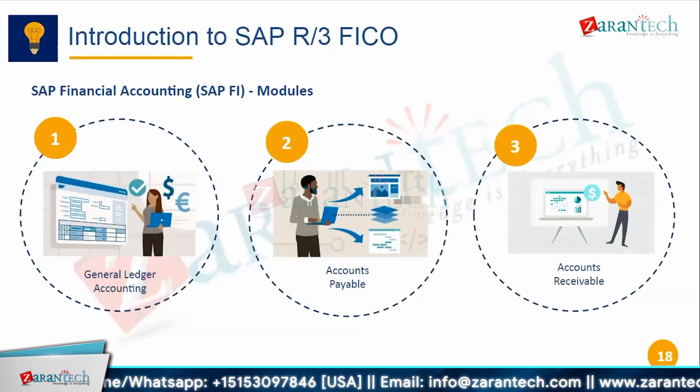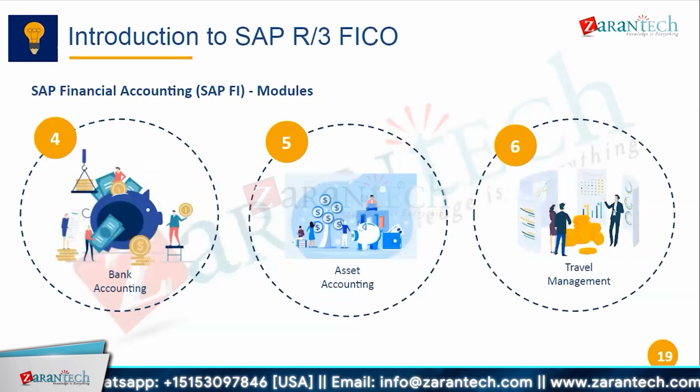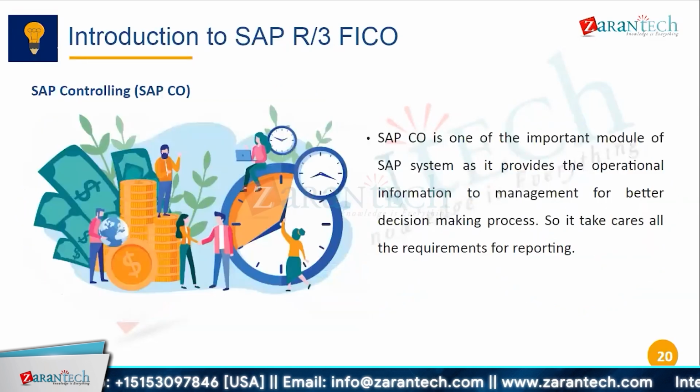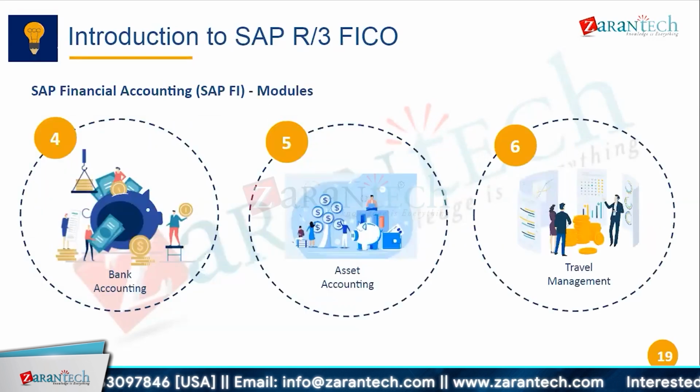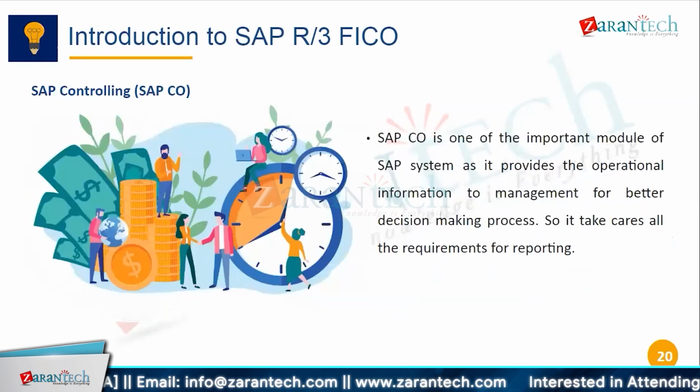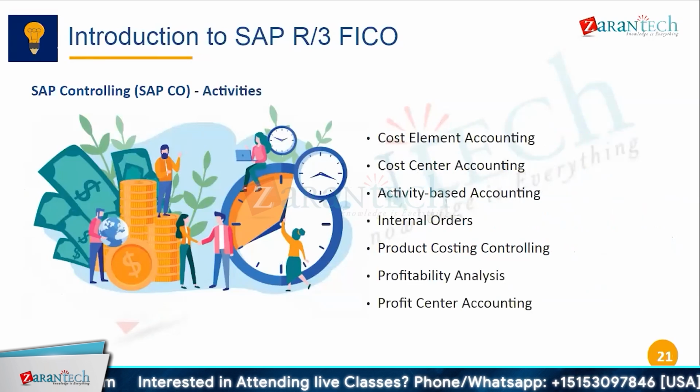So, general ledger, accounts payable, accounts receivable, bank, asset. We have seen this slide before. Travel management. These are the sub-modules of FI. Now, looking at CO. This is your management accounting. CO is one of the most important modules of the SAP system from a management perspective.